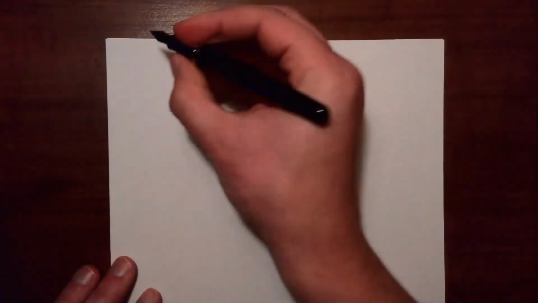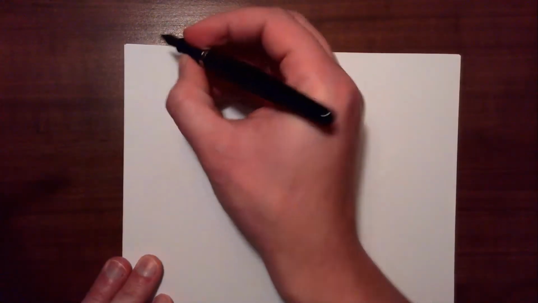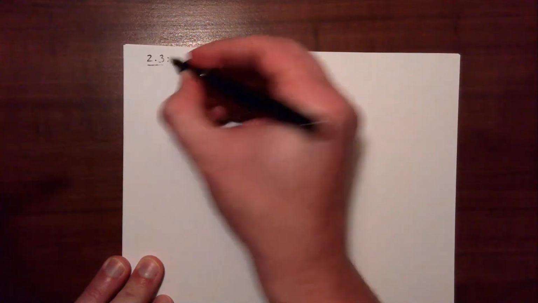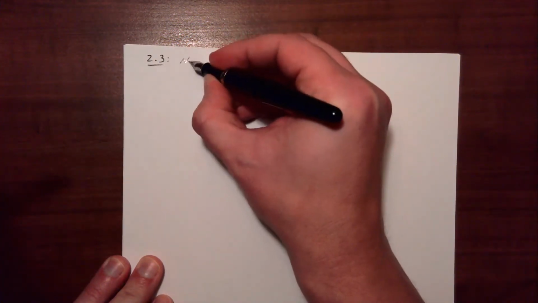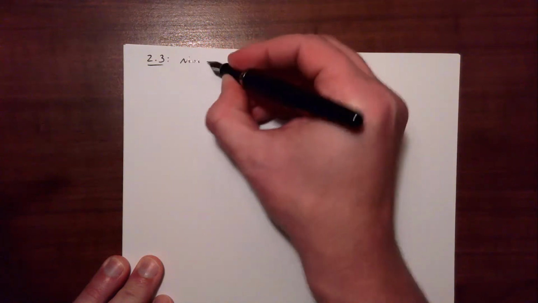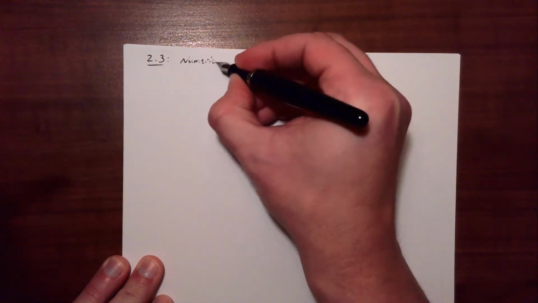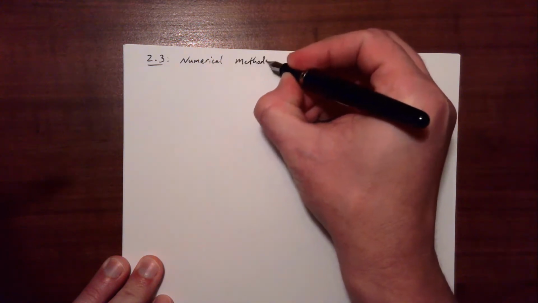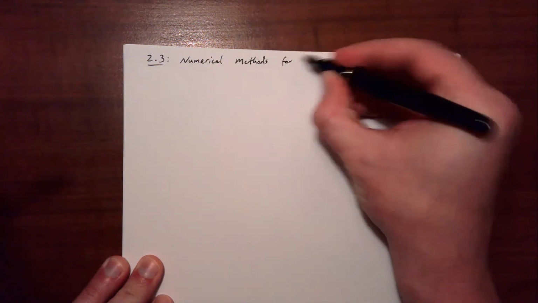So what we are now going to look at is section 2.3, which is the last section of chapter 2 that we'll be discussing, and here we'll just be looking at numerical methods for systems.